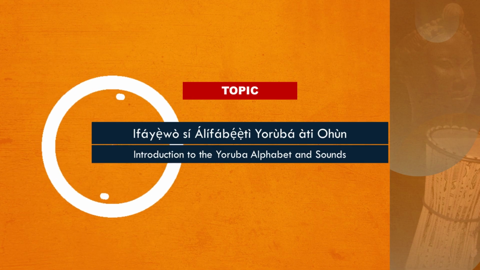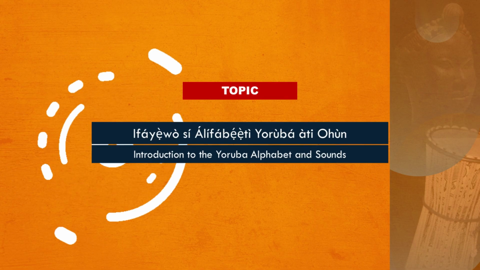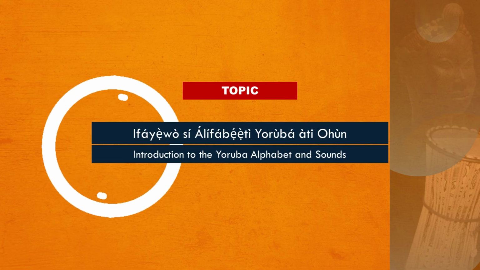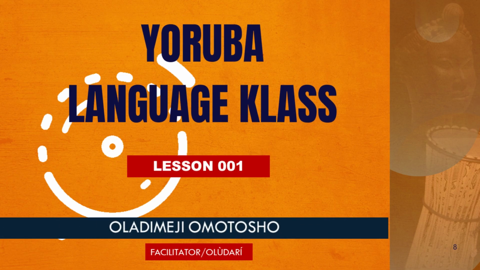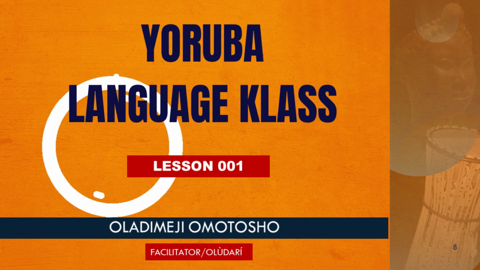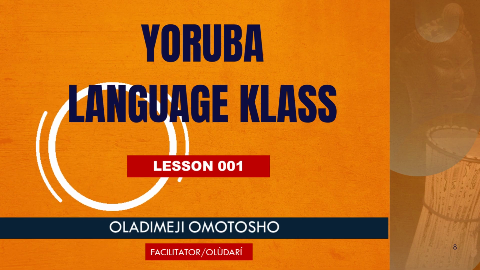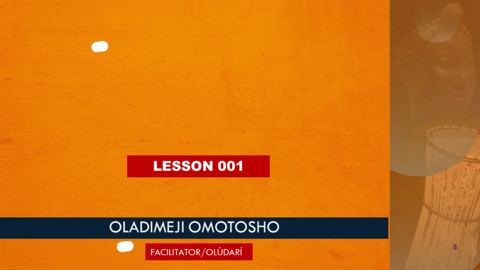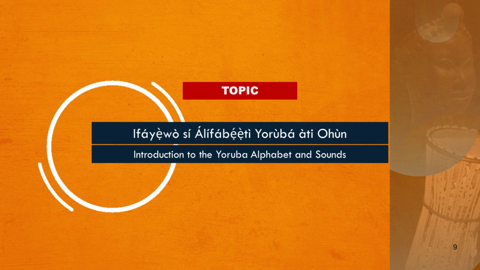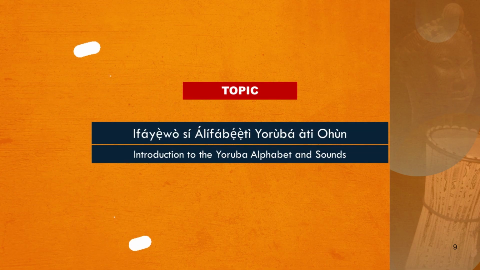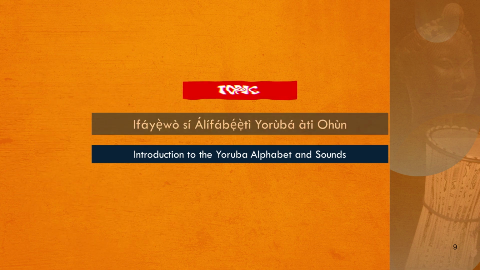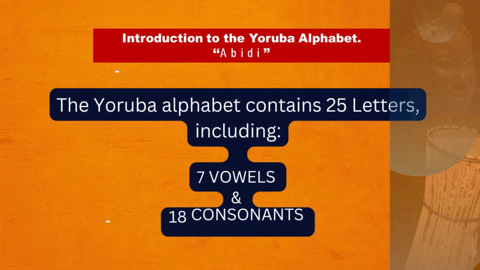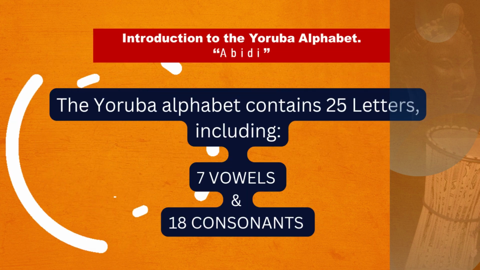Ìfàyẹ̀wò sí Abidi Yoruba, álífábẹ́ẹ̀tì Yorùbá àti ohùn, which is introduction to the Yoruba language and sound. My name is Oladimeji Omotosho. Let's go. Yoruba language class, lesson 1. Introduction to the Yoruba language alphabet, Abidi Yoruba.